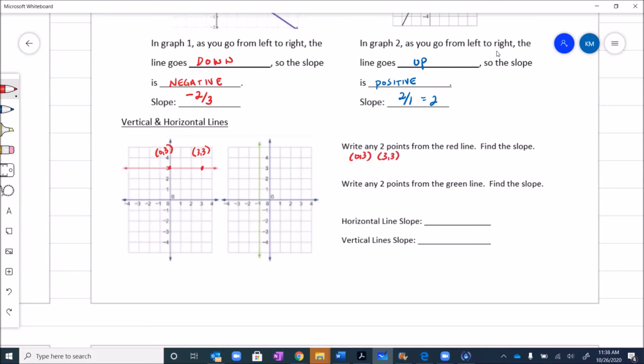If we plug this into our slope formula, y2 minus y1, 3 minus 3, over x2 minus x1, 3 minus 0. So we get 3 minus 3, which is 0, and 3 minus 0, which is 3. And that simplifies to give us 0. What's the slope of a horizontal line? 0.